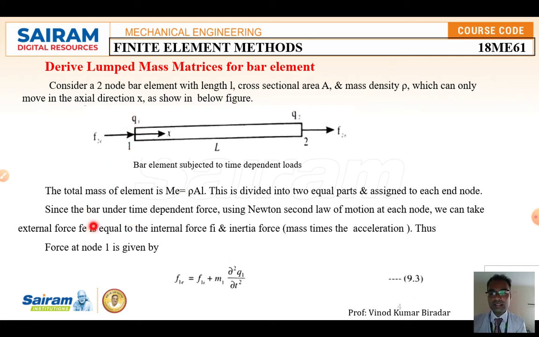Okay, so Fe, the external force, is equal to the internal force Fi plus the inertia force, that is mass times acceleration. Therefore, the force at node number 1, given by the external force F1e, is equal to the internal force plus m1, the lumped mass for the first node, times d²q1/dt² with respect to time. So this gives equation number 1.